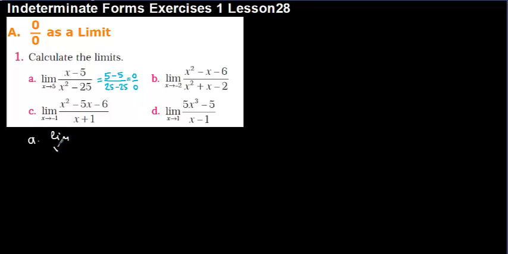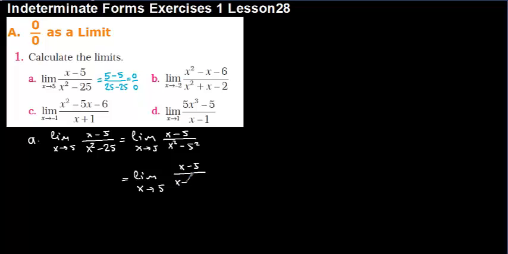limit x tends to 5, x minus 5 over x squared minus 25, which is equal to limit x tends to 5. Here x minus 5 is the same, but x squared minus 25 is going to be x squared minus 5 squared. That's equal to limit x tends to 5, x minus 5 over x minus 5 times x plus 5, because a squared minus b squared is equal to a minus b times a plus b.